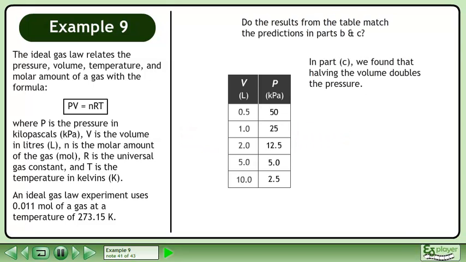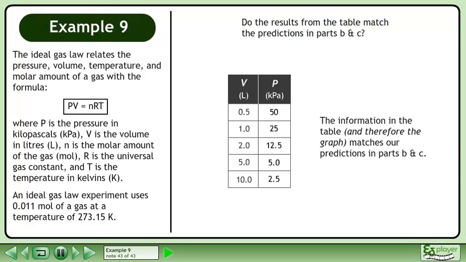In part C, we found that halving the volume doubles the pressure. In the table, we can see that when we halve the volume, the pressure is doubled. The information in the table, and therefore the graph, matches our predictions in parts B and C.